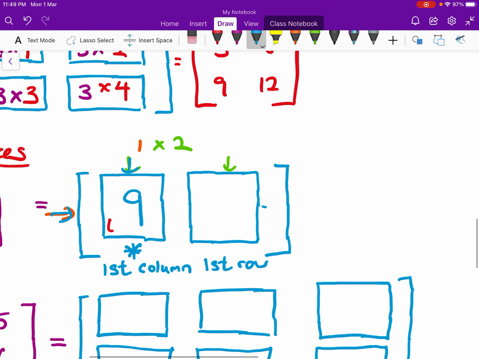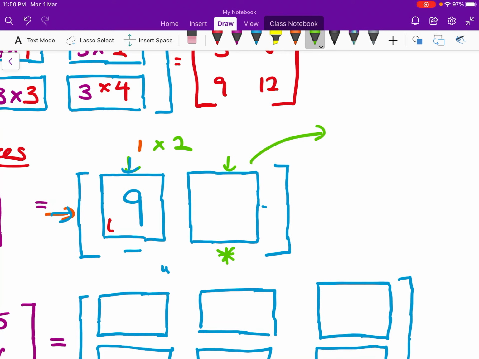Now we want to fill in the second thing. We are interested in this. This is our first column, but not first row. It's the second row, because this is the first row and this is the second row. Then I'll just put a second row here.